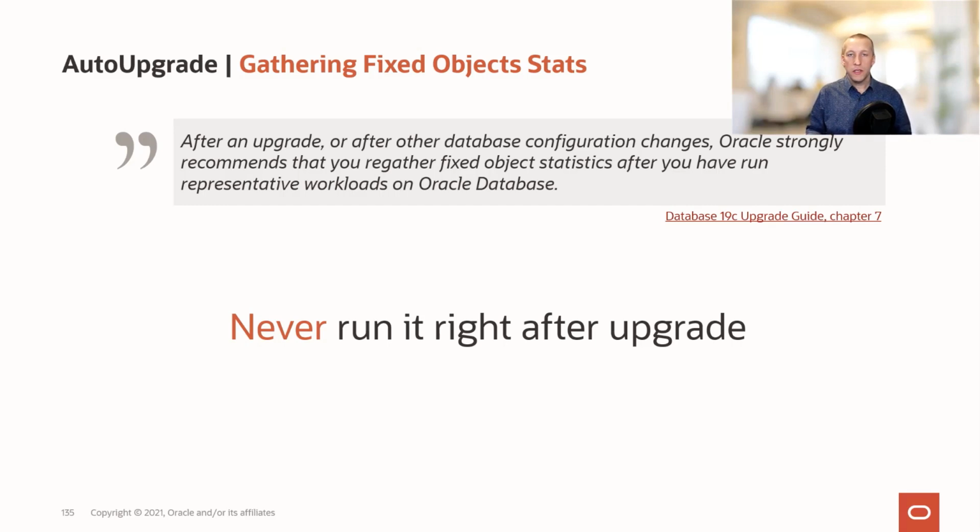Well, fixed object statistics are statistics on those memory structures that get populated as you use the database. For instance, there is the X$ view that corresponds to the buffer cache. Right after the upgrade, the database has been restarted multiple times, and the buffer cache might be a lot smaller and contain a lot fewer items than after you have run your huge workload. So in order to get accurate statistics, you should run fixed object statistics after you've run your workload.